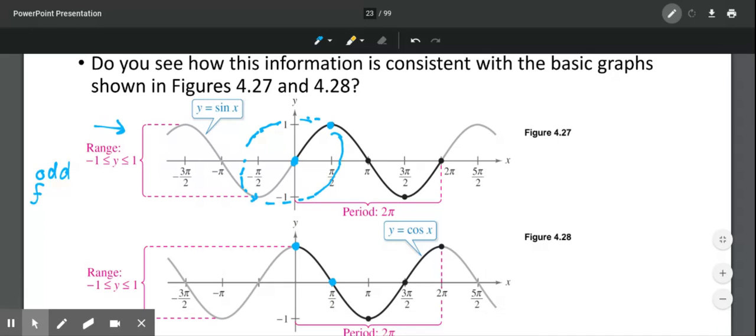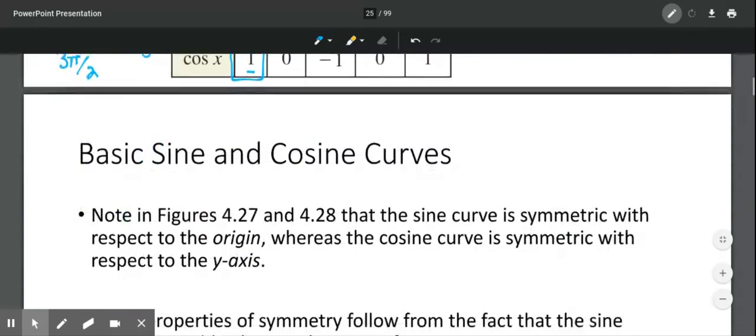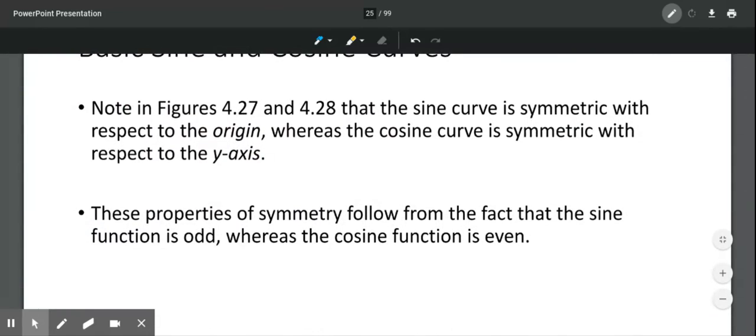So your sine graph is an odd function. Your cosine graph, though, if you notice, it has this reflection symmetry across the y-axis. So when you can reflect across the y-axis, that makes it an even function. Okay, so that's what this slide down here was talking about right here, the odd and even functions. The sine function is odd, the cosine function is even.